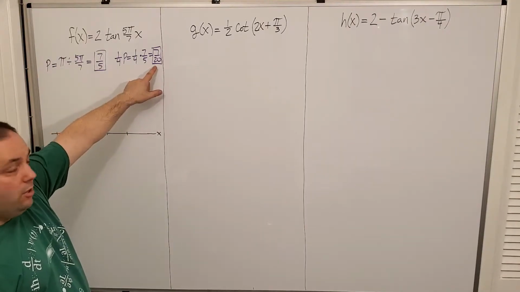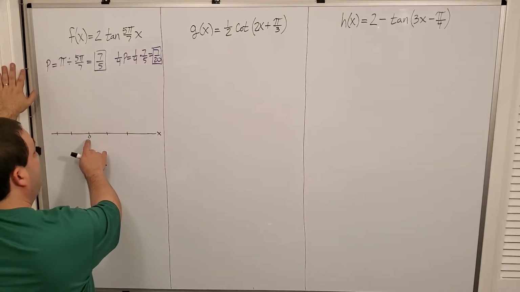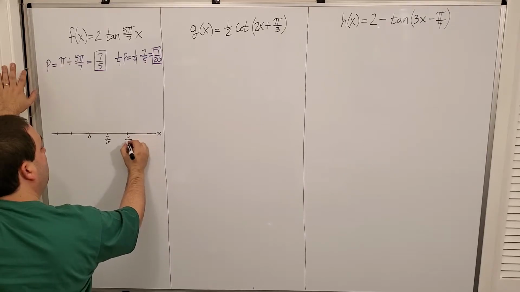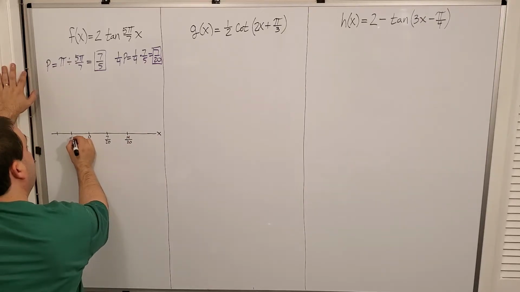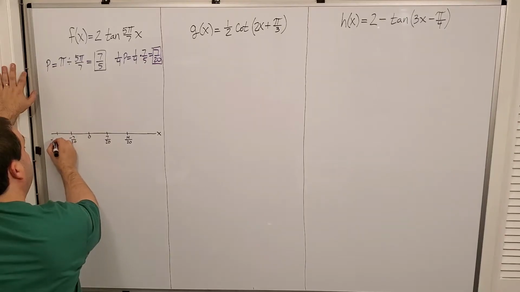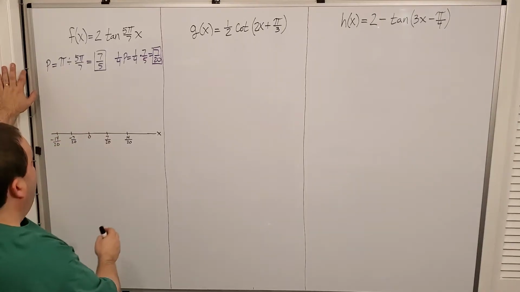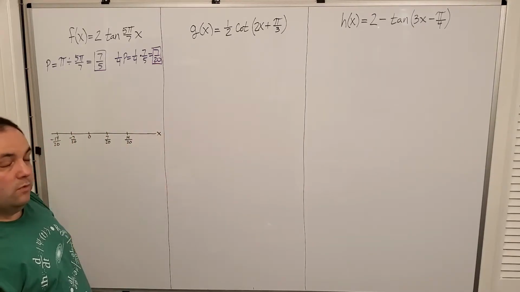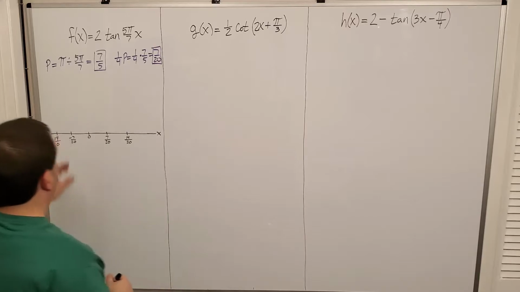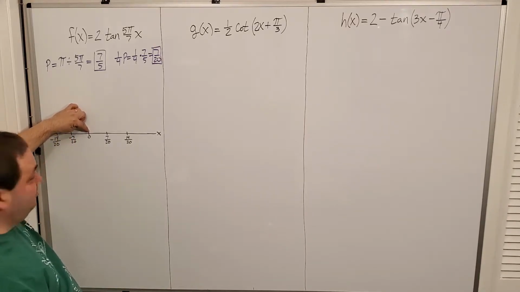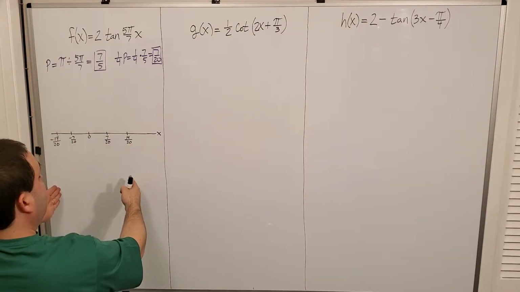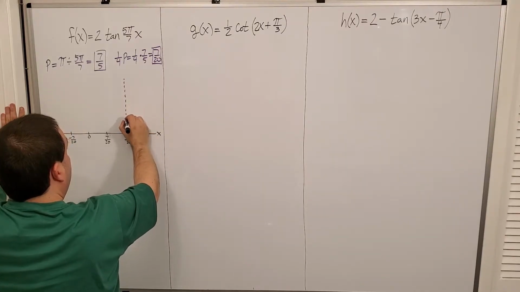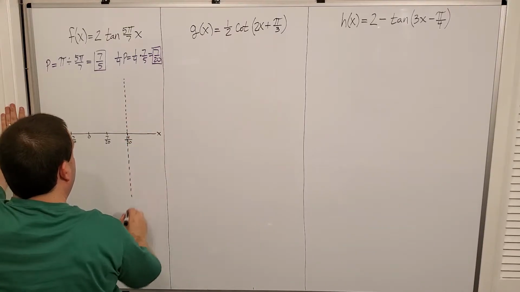Each quarter period is 7 over 20. So that means this is 7 over 20, and this is 14 over 20. This would be negative 7 over 20. This would be negative 14 over 20. And then, of course, if you want more periods, you count more marks and you can do more 7 over 20 jumps. The way tangent works is this is my center, so then the 2 outer marks are my asymptotes. So I would draw asymptotes here and here.